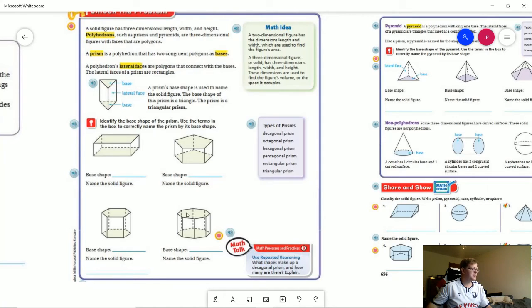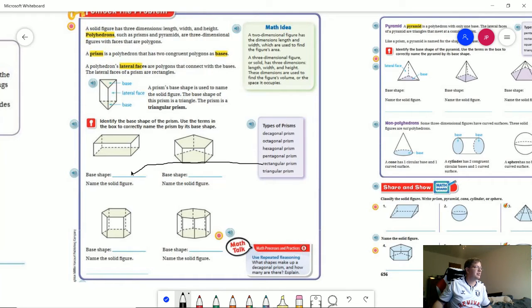Same thing if we rotated basically any of these shapes except for these two. If we took the shape and rotated it this way to where they were on the sides, that would still be the base. So our base shape for this one would be a rectangle. We have a prism, so we would say that this is a rectangular prism.